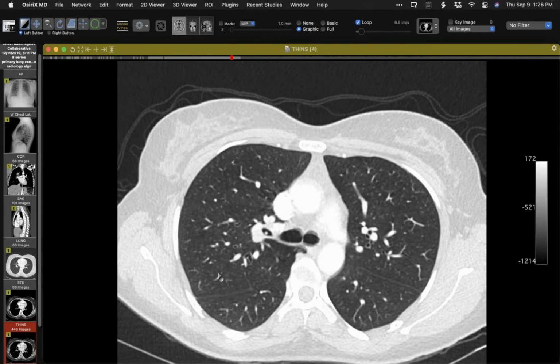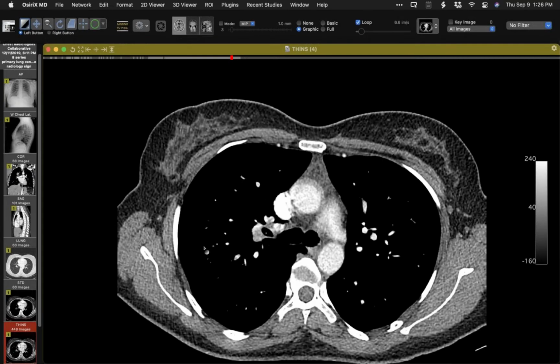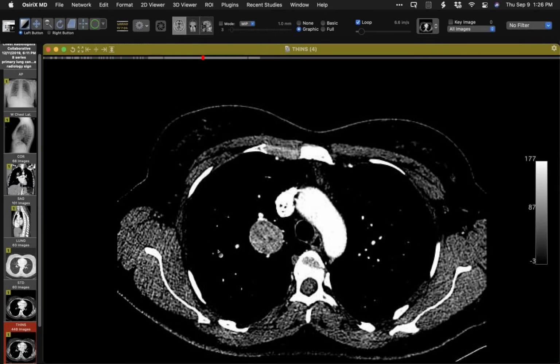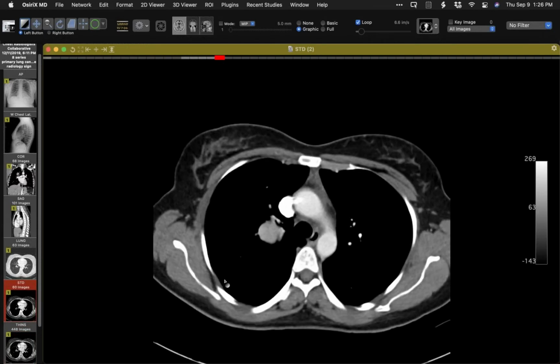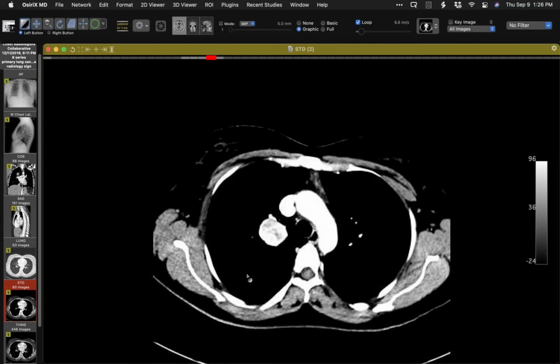Paying attention, did you mention the enhancement? Oh, I didn't. Let's go back. Look at it. I mean, these are usually avidly enhancing. Yeah, it's pretty bright. That's pretty good enhancement for an early arterial phase. So, yeah, good. All right, that's the case.